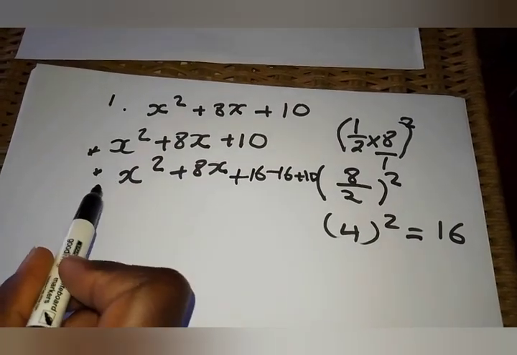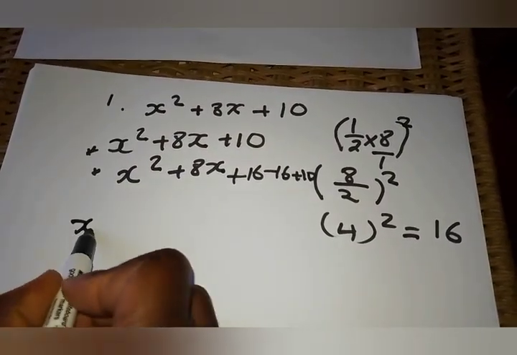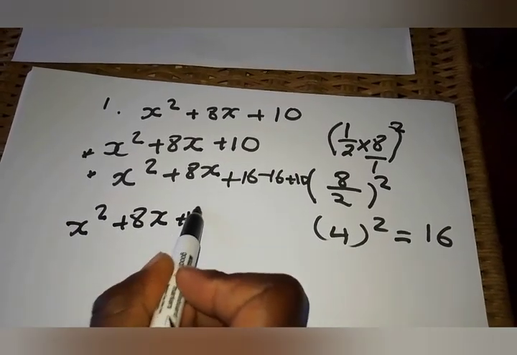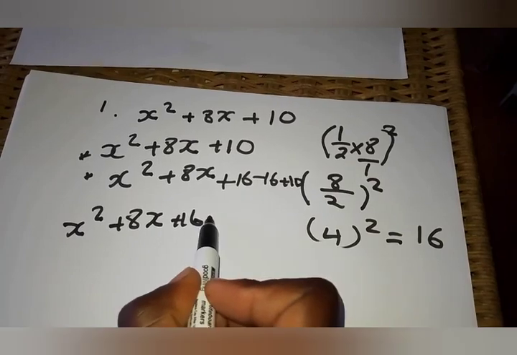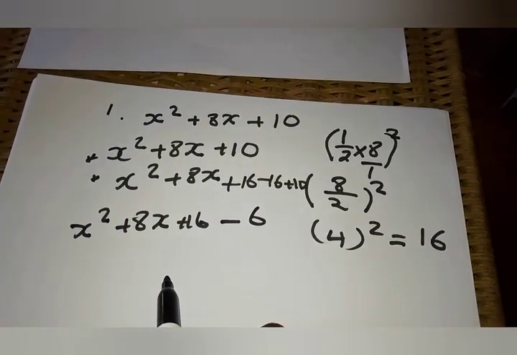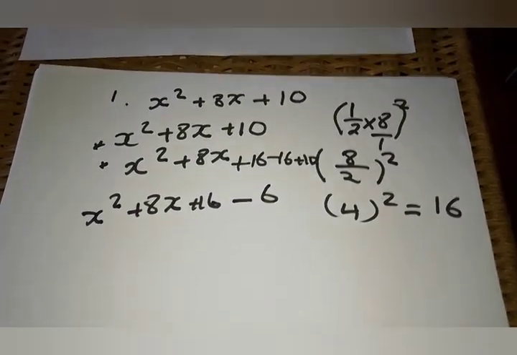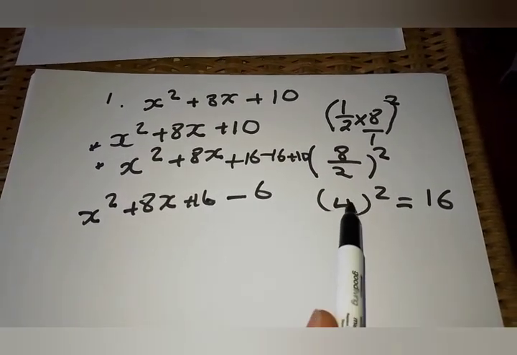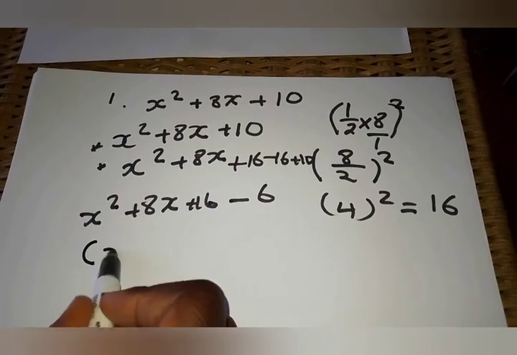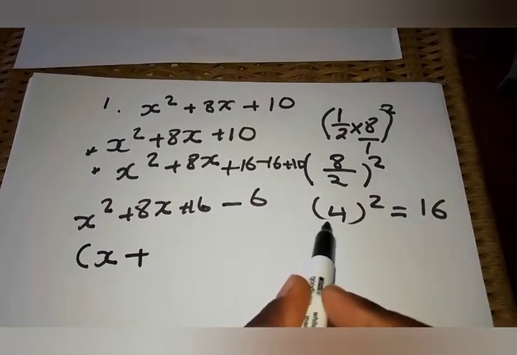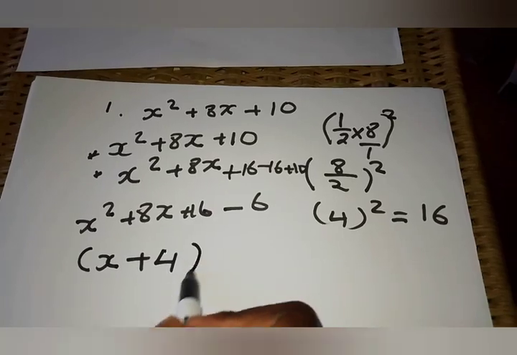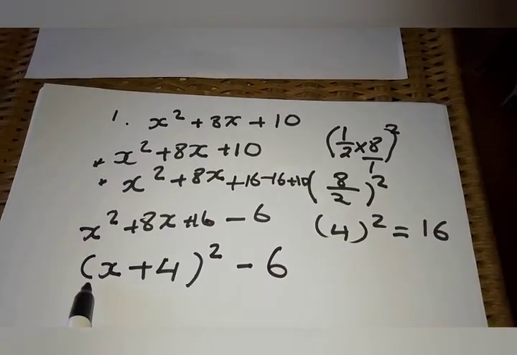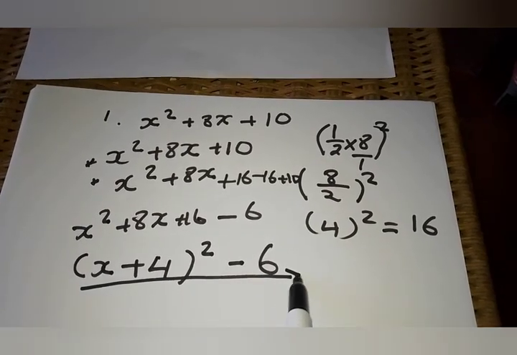So what do we do next? We need to simplify everything. So x squared plus 8x plus 16, then we use our calculator, we'll have minus 6. So what do we need to do? We need to use that last 4, or that last step when we were doing our calculations. So we take that 4 with the squared. Now we minus the 6. Right, so now we have our final answer.